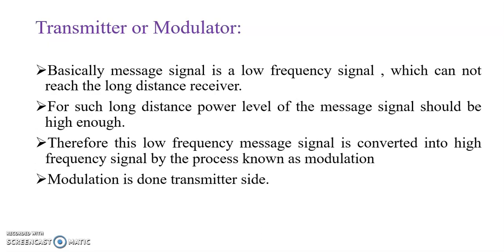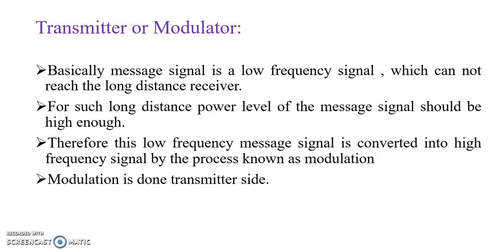And next one is the transmitter or modulator. We know that our message signal is a very low frequency signal which cannot travel such a long distance to the receiver. So we need to increase the signal strength so that it can reach the long distance receiver. This is done using a modulator. The modulator will convert this low frequency signal into a high frequency signal so that it can travel such a long distance and reach the receiver.